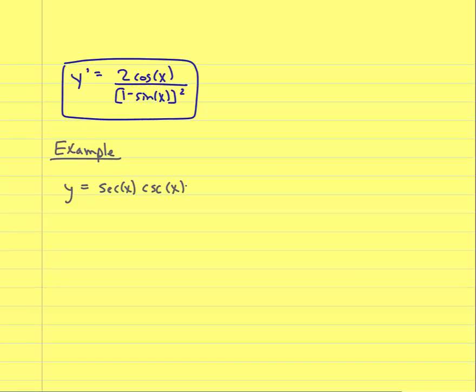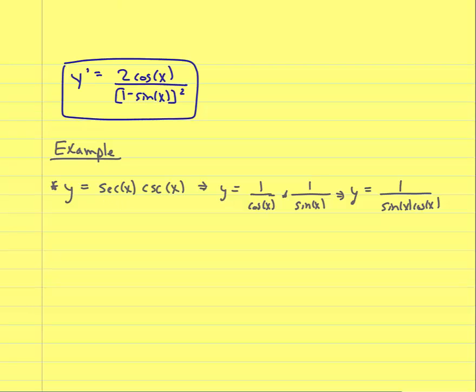Now sometimes you can rewrite these so they're easier to work with. So secant would be 1 over cosine, and cosecant would be 1 over sine. So if I wanted to, I could rewrite this as 1 over sine of x cosine of x. But I don't think this is any easier to work with, so I'm just going to stick with this form. But sometimes it's a good idea to rewrite in terms of sine and cosine because some things could cancel.